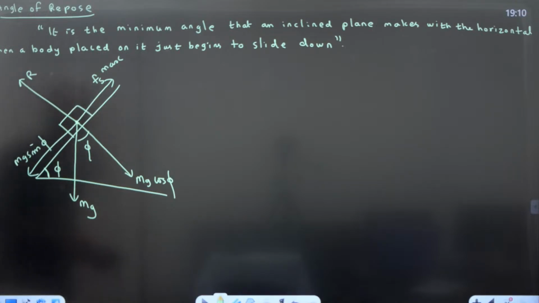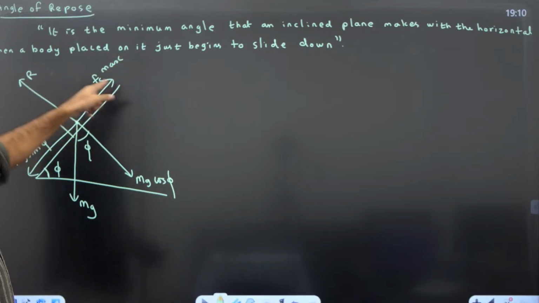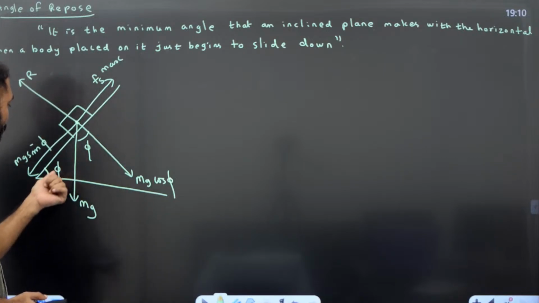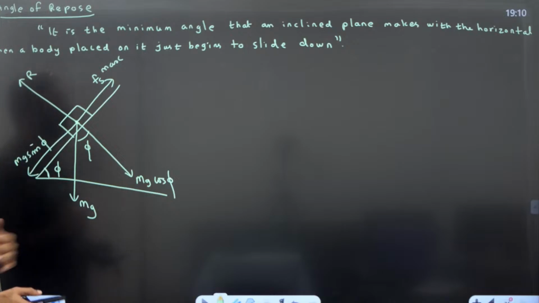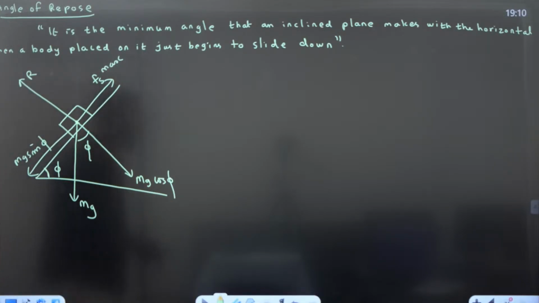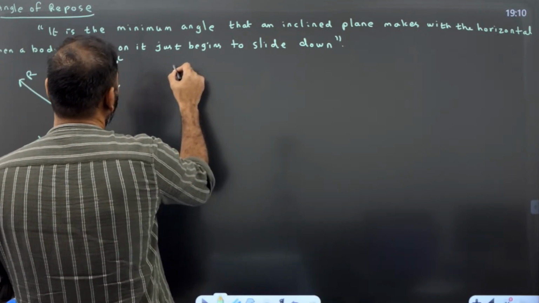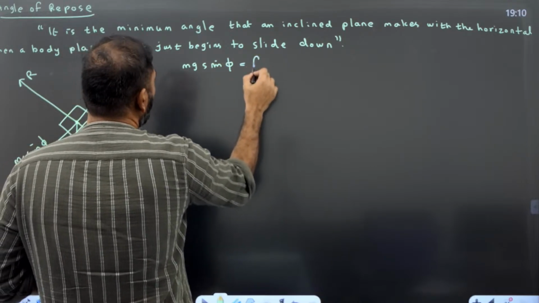So what is the definition of angle of repose? It is the minimum angle that an inclined plane makes with the horizontal when a body placed on it just begins to slide down. So what is this angle phi? What is angle of repose? It is the minimum angle that an inclined plane makes with the horizontal when a body just begins to slide down. So we should write mg sin phi is equal to what? Fs max.